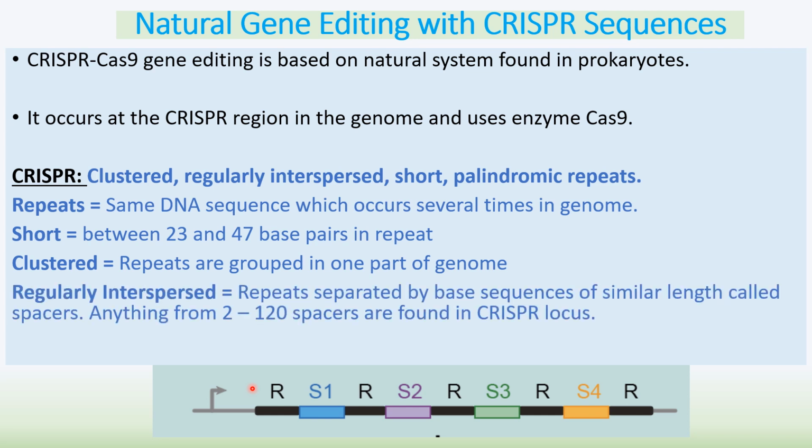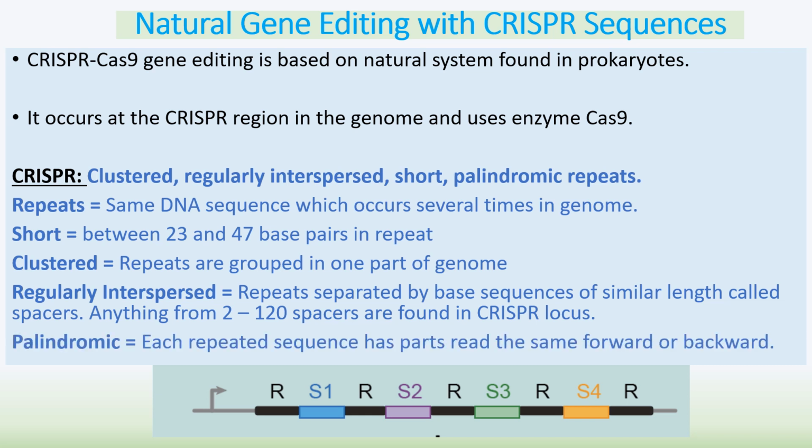And regularly interspersed means the repeats are separated by base sequences of similar lengths called spacers. Anything from 2 to 120 spacers are found in the CRISPR locus. So here you can see you've got a repeat sequence with a spacer between it, then another repeat sequence, the same repeat as before, with a spacer between it. So that's what we're going to be talking about when we're talking about spacers and repeating units.